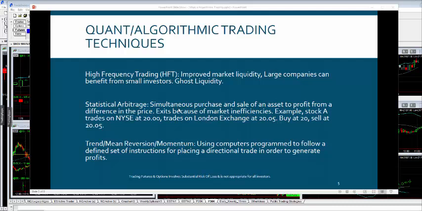What we do within algorithmic trading is more in line with trend, mean reversion, or momentum trading. Essentially, we use computers that are programmed to follow a defined set of instructions, and they place directional trades in order to generate profits. So within algorithmic trading, that's what we do. We are a kind of trend, mean reversion, momentum shop.